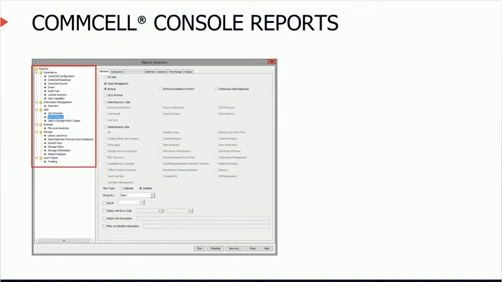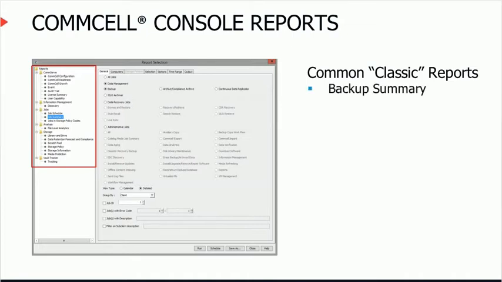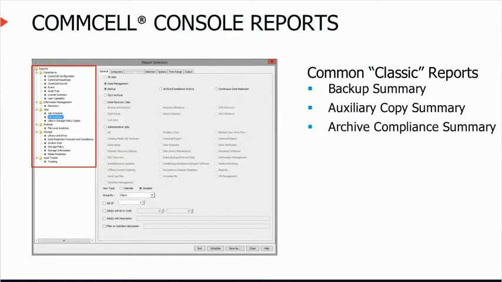Any classic report can be generated on demand or can be scheduled to be generated on a recurring basis. Classic reports can be customized, and operations such as automatic alerting to administrators can also be configured. A few of the more commonly used classic reports include summary reports that monitor the overall health and help troubleshoot errors in backups, auxiliary copies, archive, compliance, and administration jobs.